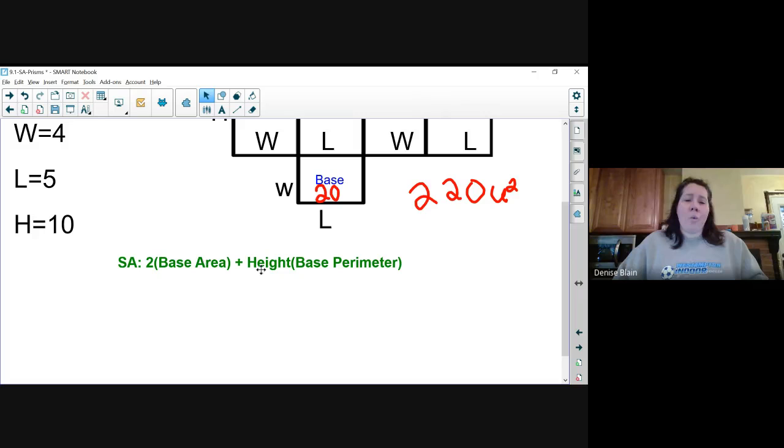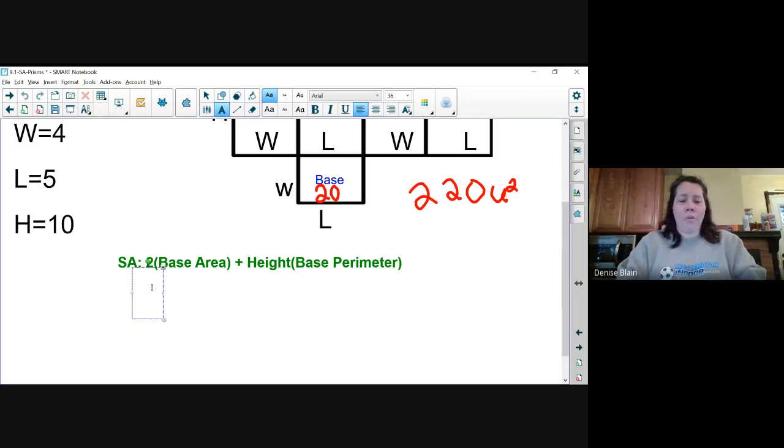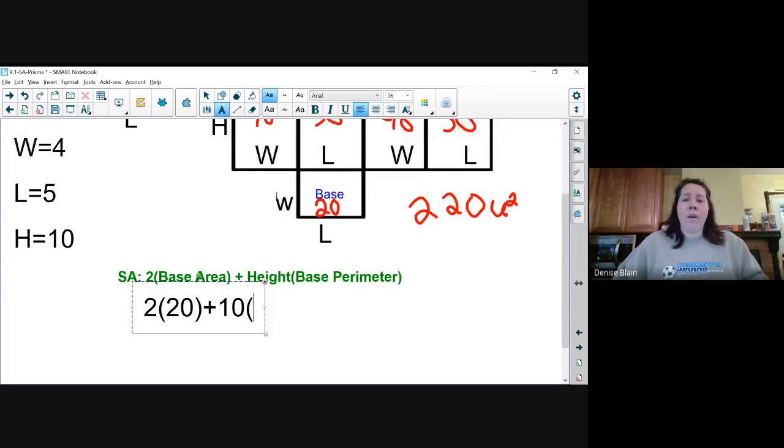So if we follow this equation, we will get the same surface area, 220 units squared. So we already know the base is 20, so I'm going to plug in 2 times 20. So I know the height is 10. Now I have to find the perimeter of my base. Well, I know width here, and my 2 length values. So width plus width is 8, length plus length is 10, so 18.